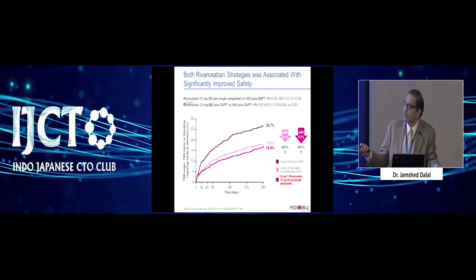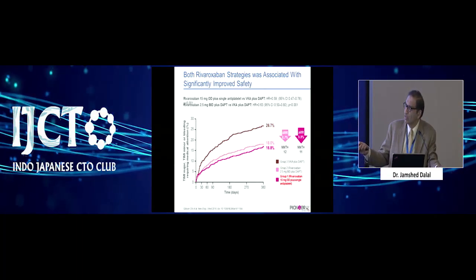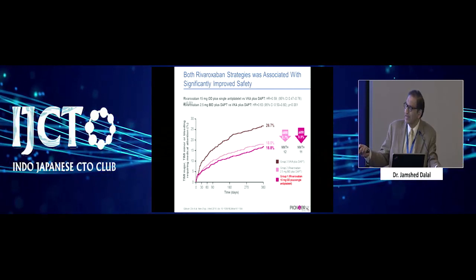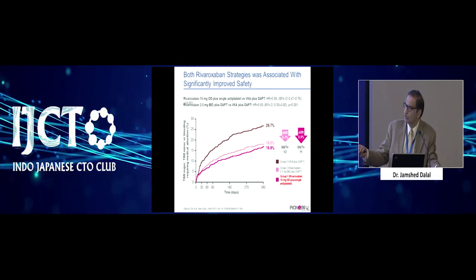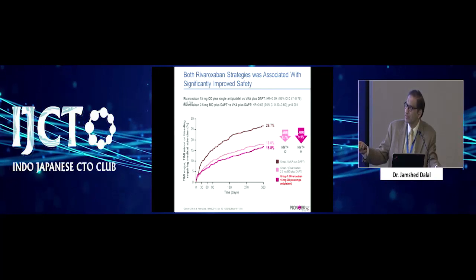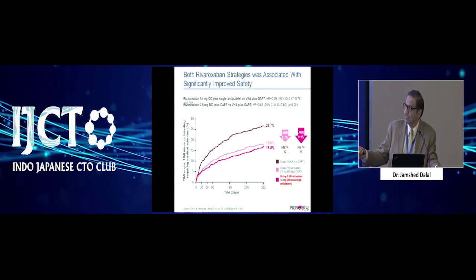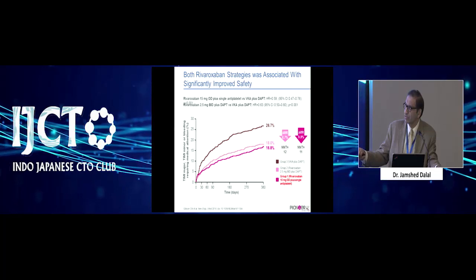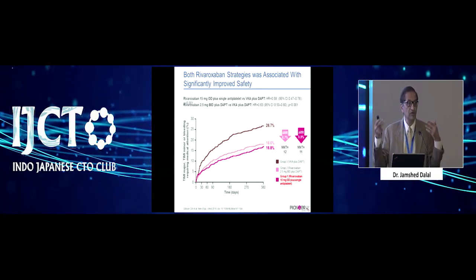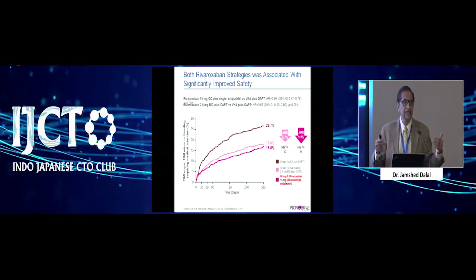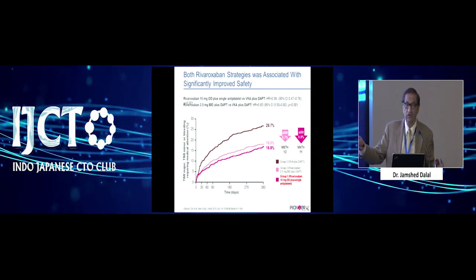But the important difference here is that the bleeding is much more in the warfarin group. And of course, that's anticipated. You got warfarin plus dual antiplatelets, whereas if you use a small dose of rivaroxaban plus dual antiplatelets, the bleeding is less. But more interestingly, if you use 15 milligrams of rivaroxaban plus a single antiplatelet, then the effect is good because you're going to get stroke prevention, you're going to get less cardiovascular ischemic effects, and you're not going to get bleeding.